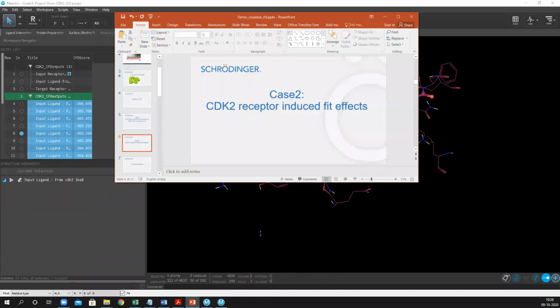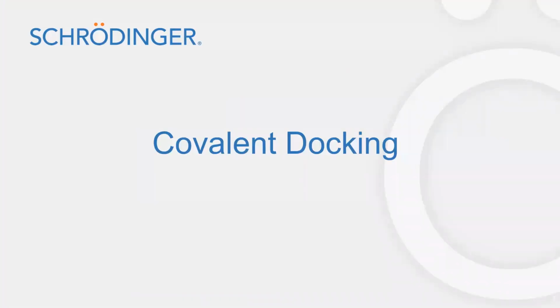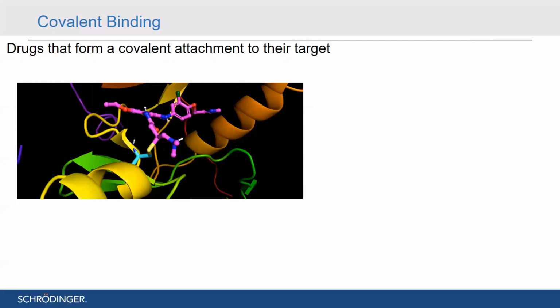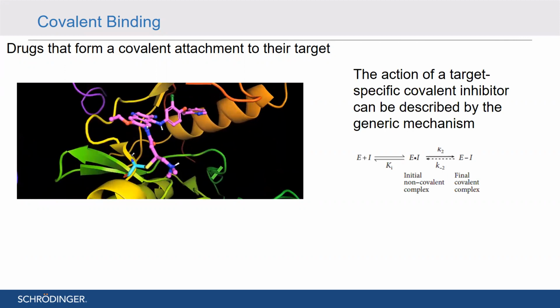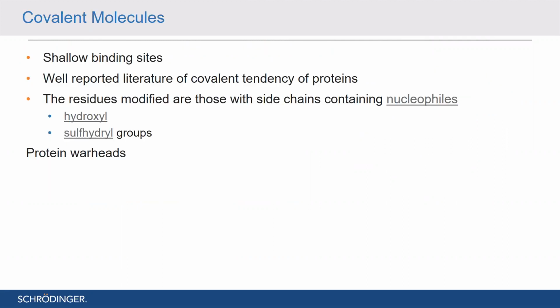I will move forward now to the next topic, covalent docking. Drugs that form a covalent attachment to the target use both the enzyme and the inhibitor, and initially form a non-covalent complex. If the receptor has the tendency to make that interaction, then obviously it will form a covalent bond. Not all receptors tend to form this kind of covalent bond.